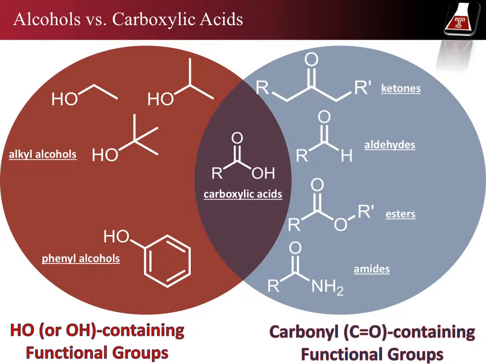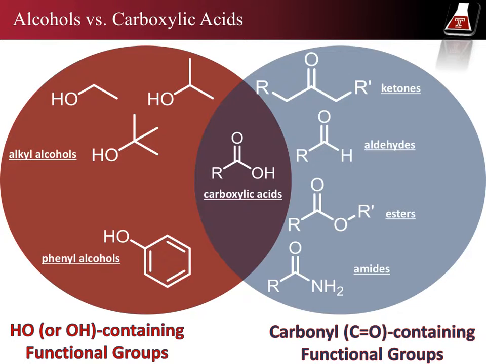Okay, so this is a Venn diagram of OH containing functional groups and carbonyl containing functional groups. Okay, the red circle highlights OH containing functional groups. Note that I said OH containing functional groups. I did not say alcohol containing functional groups. Okay, there are two kinds of OH containing functional groups. One of them are alcohols.